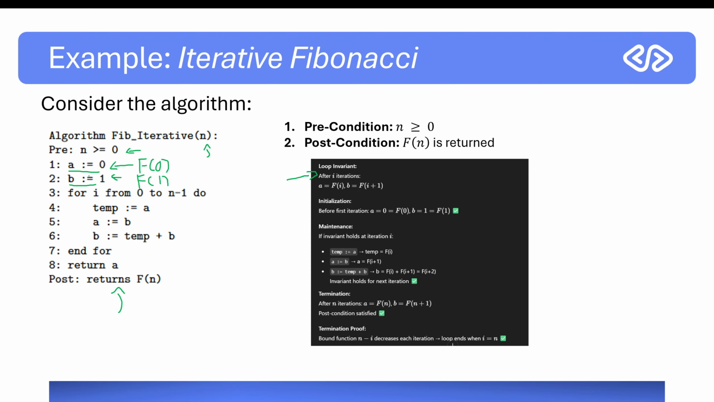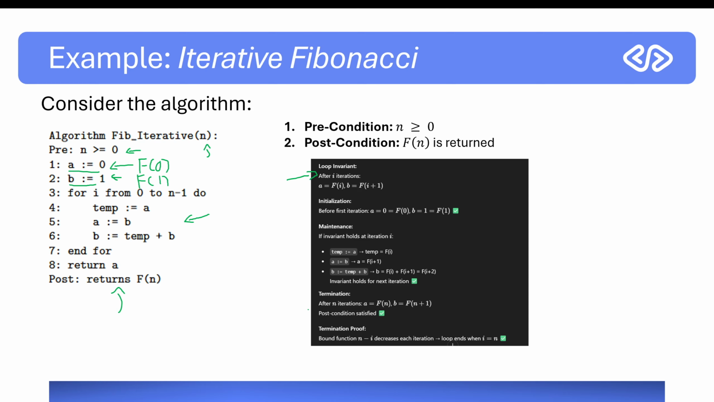And then we can just use basic arithmetic to prove that for each iteration. So this is our maintenance step. We have to prove for each iteration it's going to calculate the right Fibonacci number, and that's just through the definition of Fibonacci here. So then we get maintenance done.